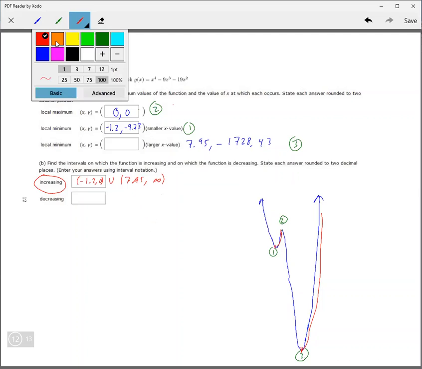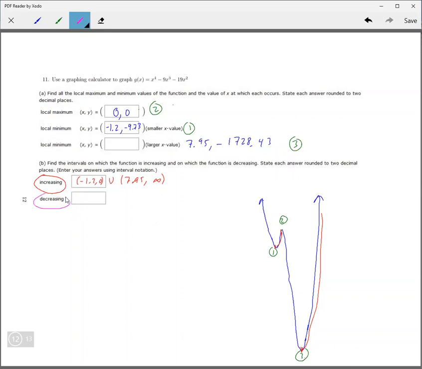Okay, decreasing. That would have been from negative infinity up to the first point, which is negative infinity to negative 1.2. And then it's decreasing there. It's also decreasing here from 2 to 3, from the second point to the third point. So from here to here, so 0 to 7.95.